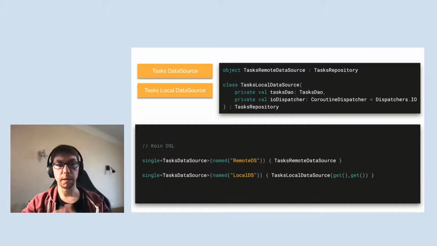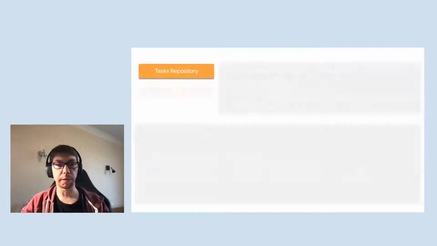And finally, what we have done here is that we declare both task data sources here, and we give a different name here. It's quite readable, and then everyone understands finally what we are doing here.